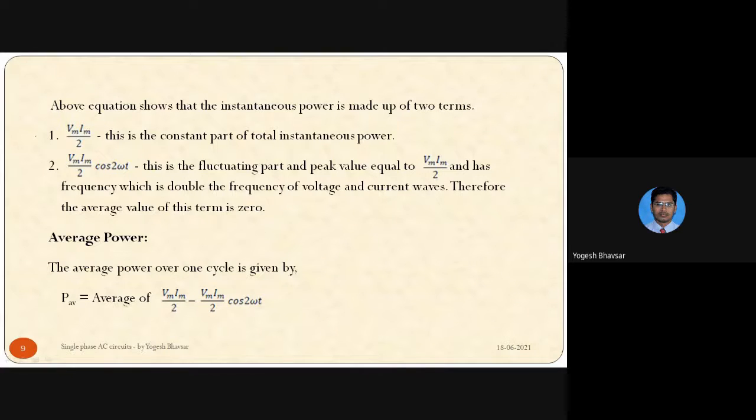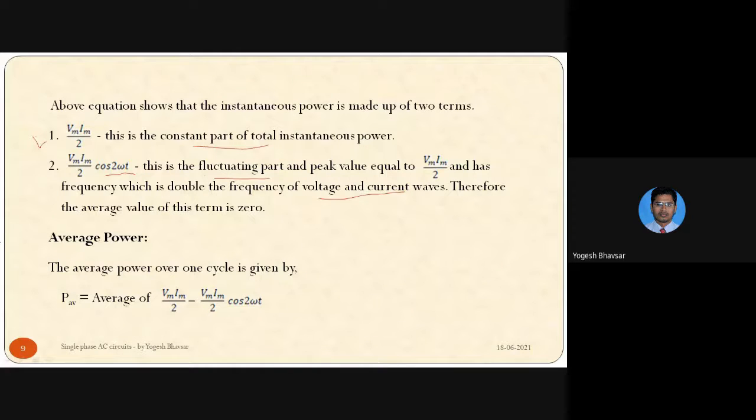But we can have the average power for it. There are two terms in this instantaneous power. Vm Im by 2 is the constant part, because Vm and Im both values are constant and 2 is always constant. And the second part is what? The fluctuating part, because there is a cos 2 omega t. Due to this, it will be fluctuating and has a frequency which is double the frequency of voltage and current. Why double? Because of 2 omega t. Omega t is the basic frequency, so 2 omega t is double the frequency of the voltage and current waves.